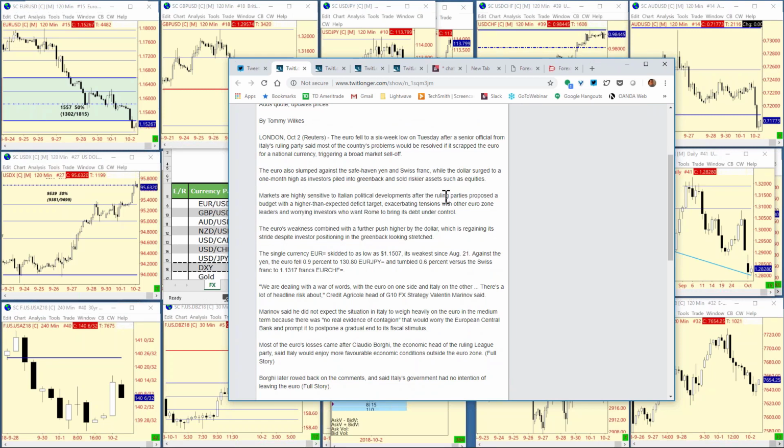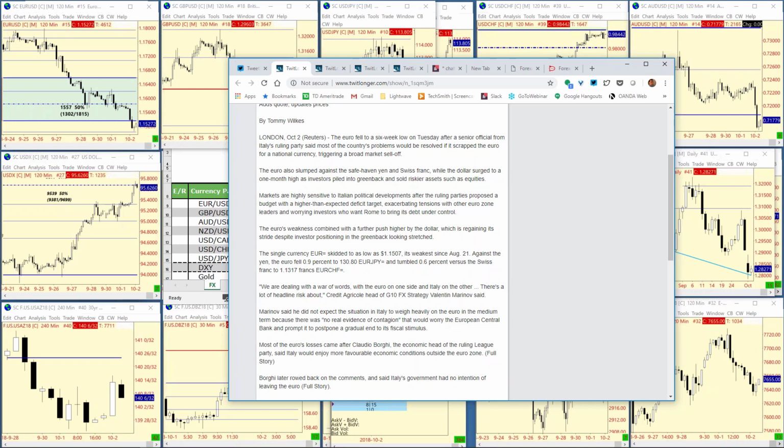Markets are highly sensitive to Italian political developments after the ruling parties proposed a budget with a higher than expected deficit target, exacerbating tensions with other Eurozone leaders and worrying investors who want Rome to bring its debt under control. We're dealing with a war of words with the euro on one side and Italy on the other.